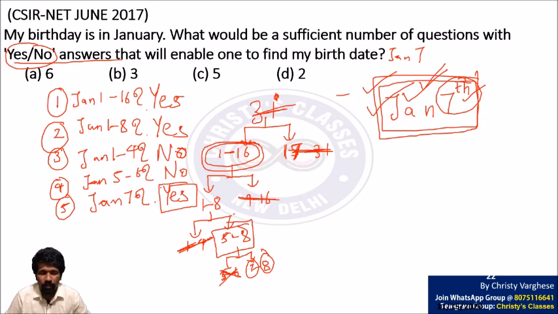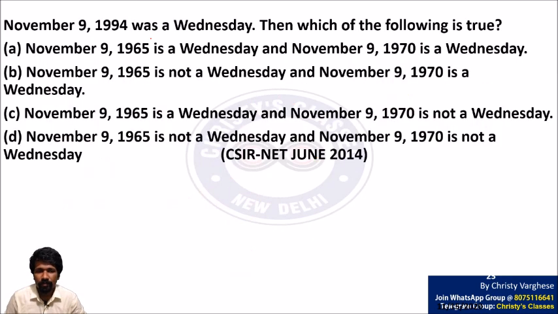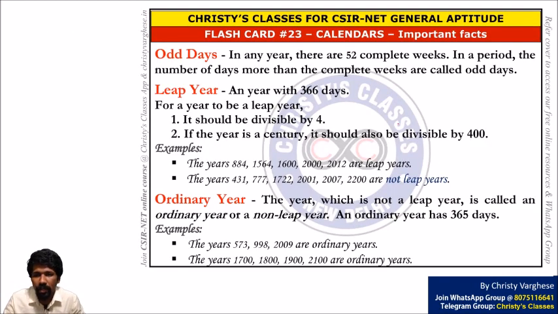So it will always be 5 questions only, even if the question was saying January, February, March, whatever month, this is the case. So let's try the next question, June 2014 CSIR-NET problem. The odd day concept is very much needed.